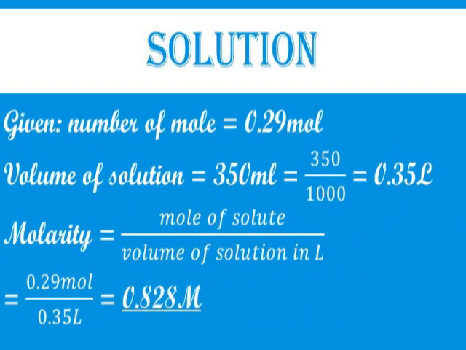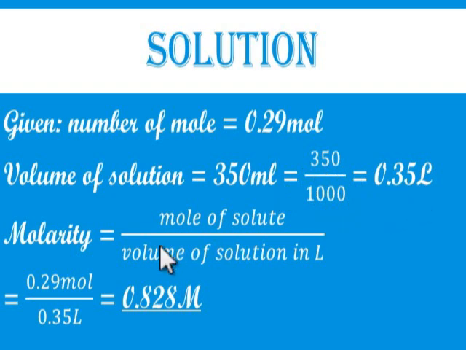Solution to A. Given the number of mole is 0.29 mole. Then the volume of solution is given to be 350 ml. Since the volume is given in ml, we have to convert it from ml to liter. Remember that 1000 ml is equal to 1 liter. So to convert 350 ml to liter, we divide it by 1000. And that is why we have 350 divided by 1000. If you divide this, you're going to have 0.35 liter.